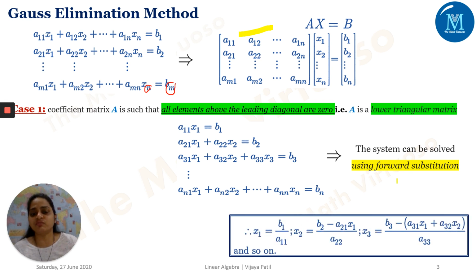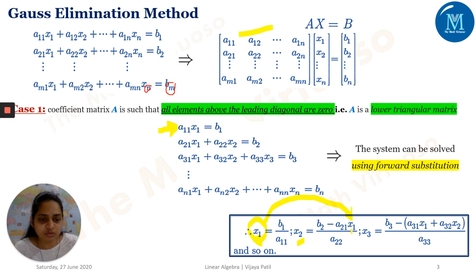So what does forward substitution mean? It means I'll be getting x1 first. x1 is b1 upon a11. If you observe this first equation, it's a11 x1 equals b1. So from here, x1 equals b1 upon a11. Then we get x2. x2 will be equal to b2 minus a21 x1, upon a22. As soon as I get x1 from the previous step, I use it in the next step. So using the previous value, we get the next value. So it's known as forward substitution.